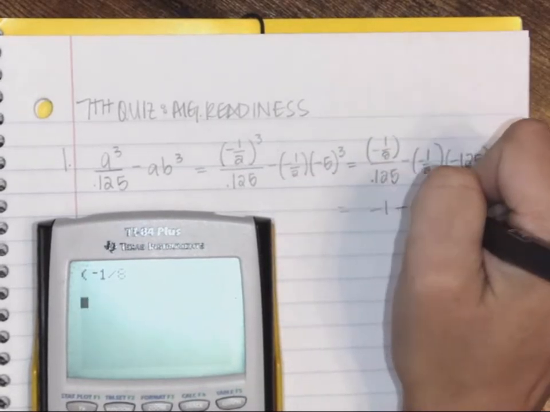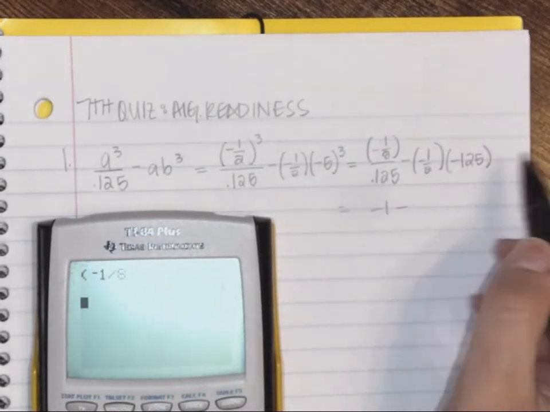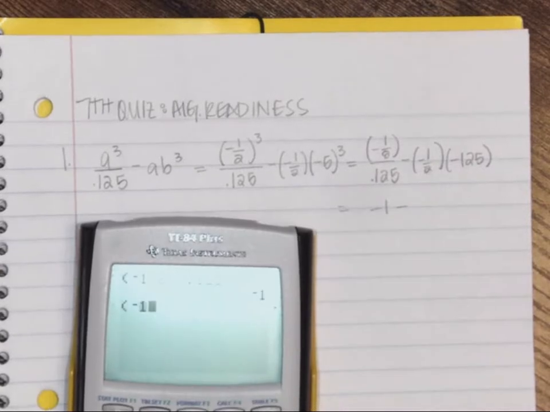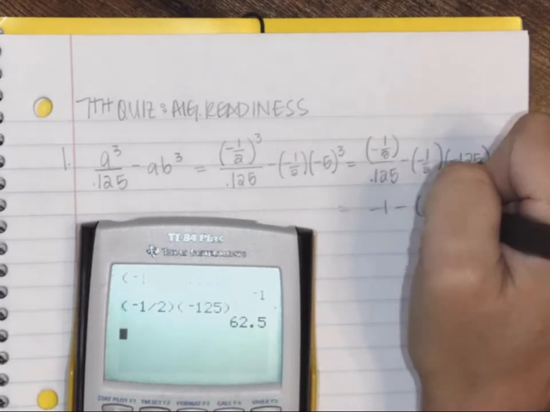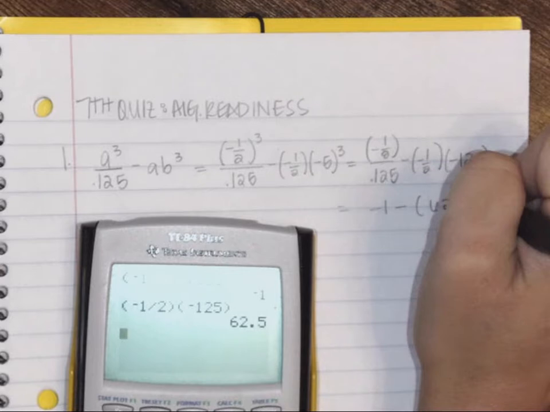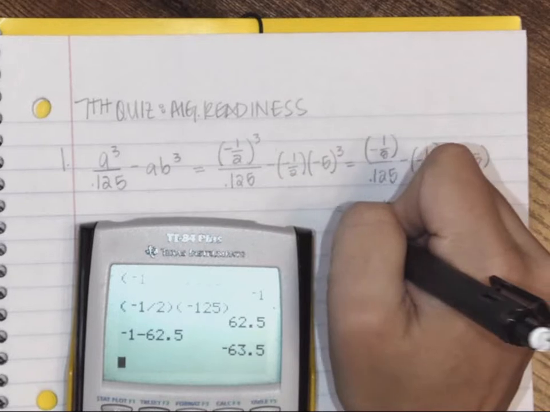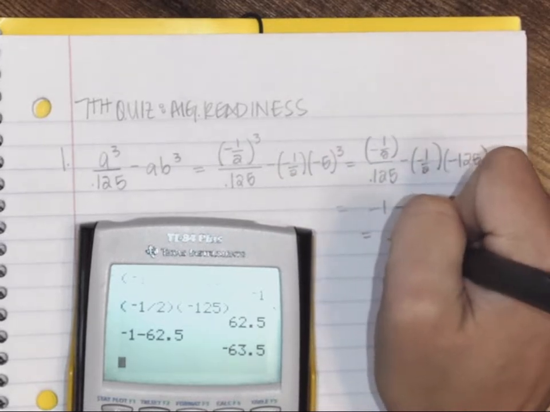So we have -1 minus, now we can do this multiplication. So we have a -1/2 times -125, and that is 62.5. So now we have -1 minus 62.5, and that is equal to a -63.5.